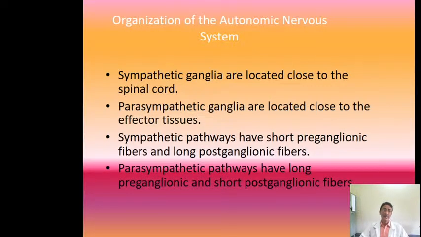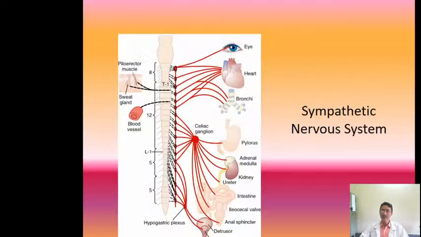Now let us see the sympathetic. The sympathetic ganglion are located very close to the spinal cord, whereas the parasympathetic ganglion are located close to the effector tissues. In other words, the sympathetic pathways have very short preganglionic fibers and long postganglionic fibers, whereas the parasympathetic pathways have very long preganglionic fibers and very short postganglionic fibers. Here if you can see this.